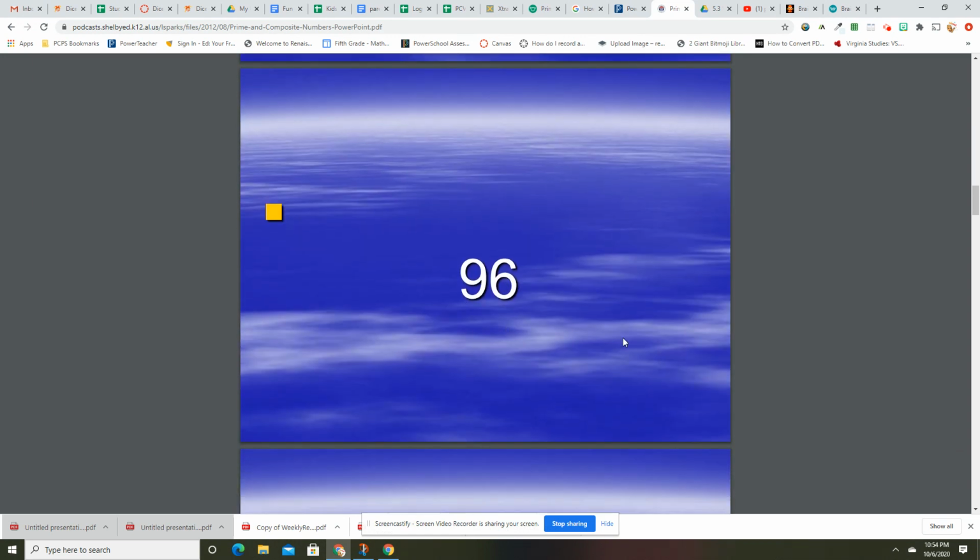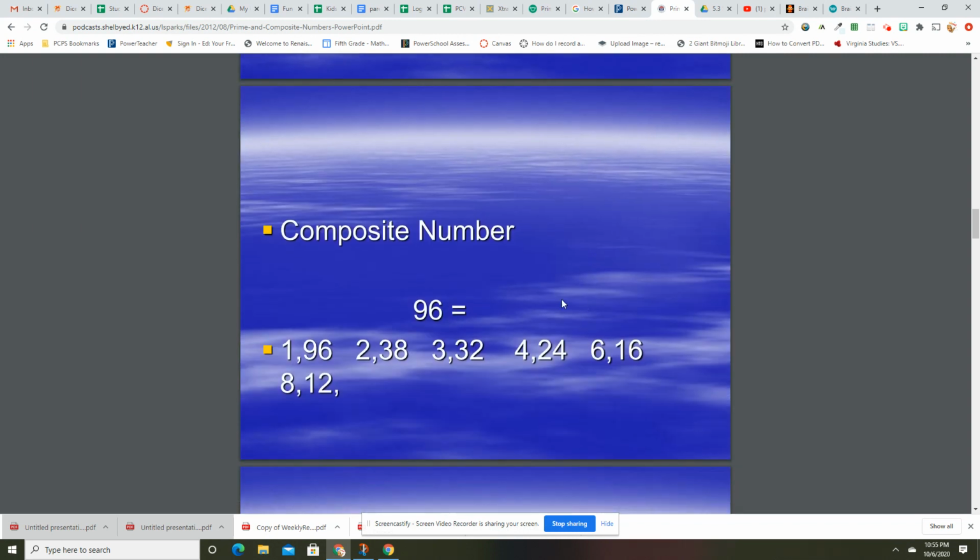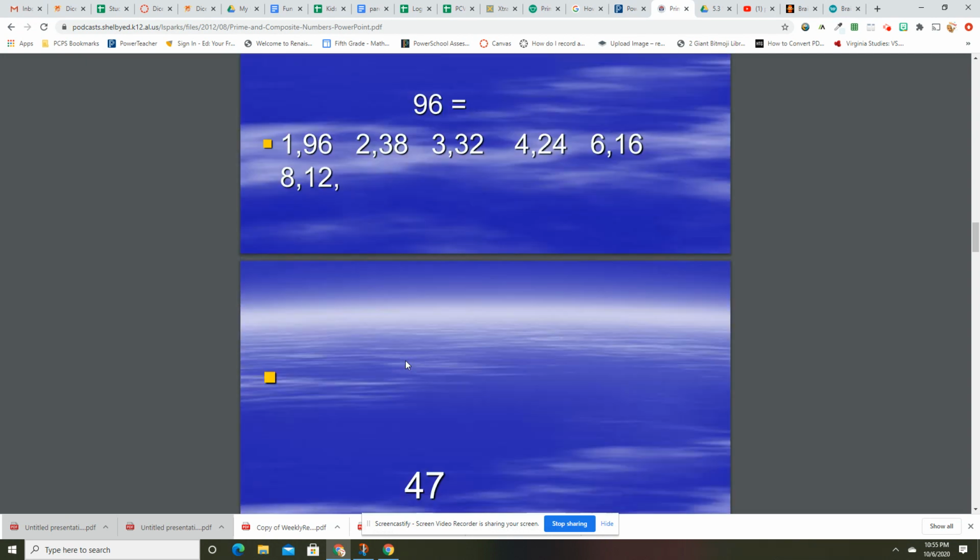All right, 96. We don't even have to think about the factors because 96 is an even number. Since it's an even number, it is going to be composite because all even numbers but 2 are composite. It has bunches of factors, but we can take a shortcut here and know that even numbers are all composite but 2.